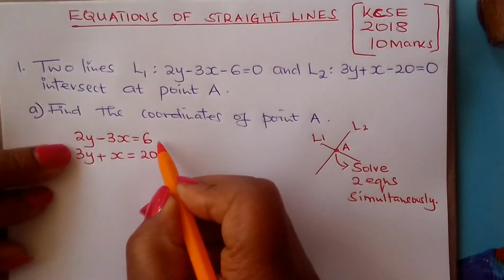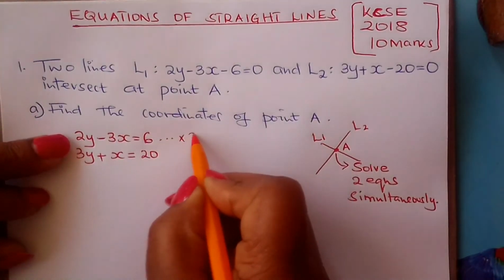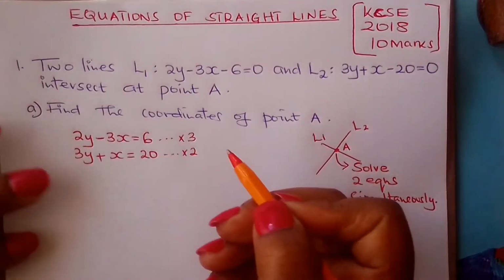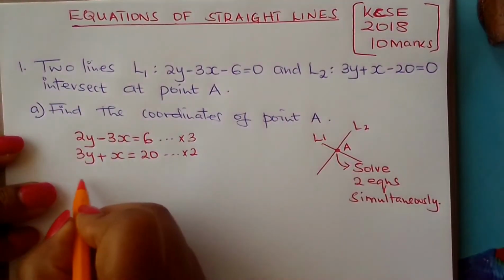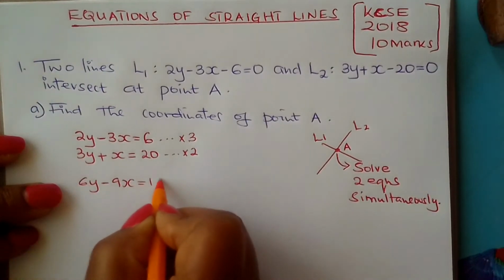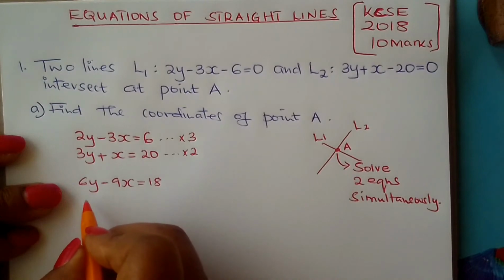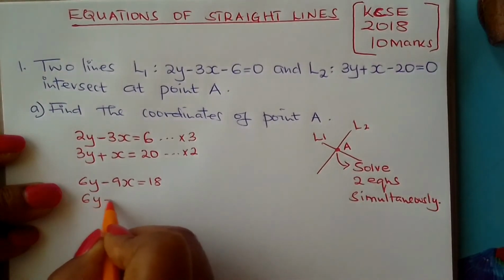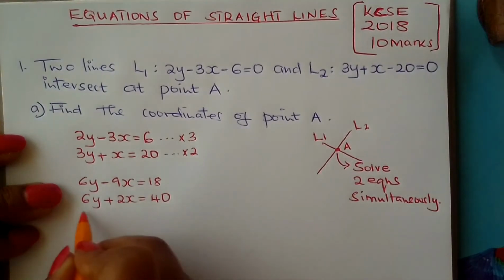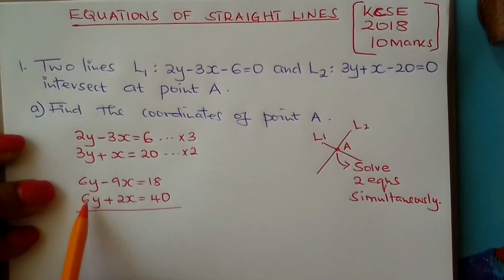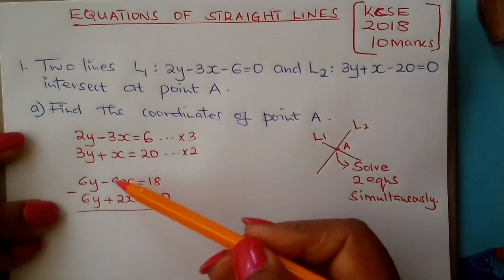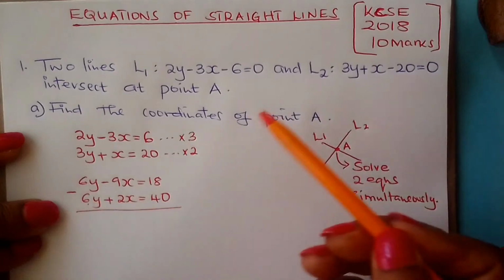So our two equations will be that. So we solve them. By elimination, you multiply the first one by 3 to make this one 6. You multiply this by 2 to make this one 6 also. So learner, this becomes what? 6y minus 9x is equals to 18. And the second one becomes 6y plus 2x is equals to 40. So to eliminate your y's, learner, you subtract. So this and this is eliminated.